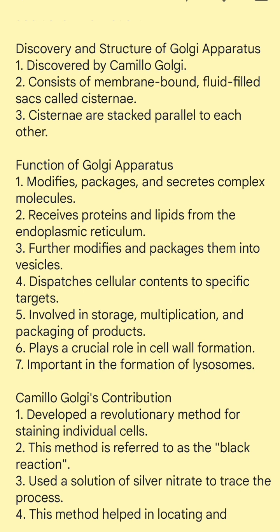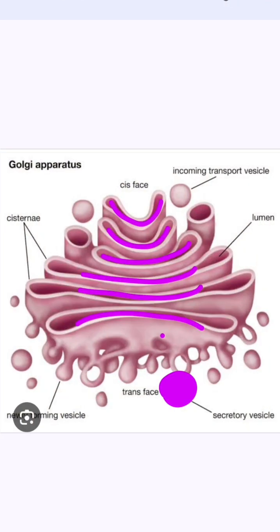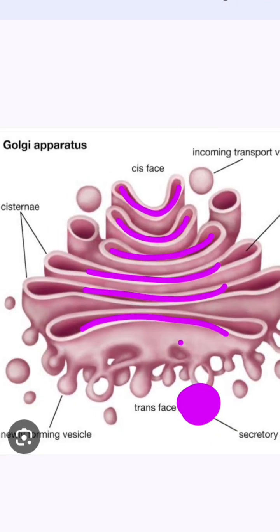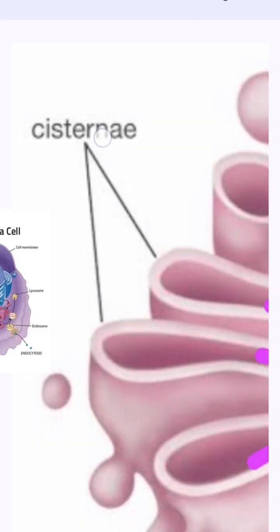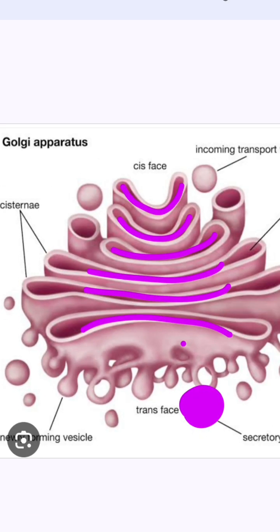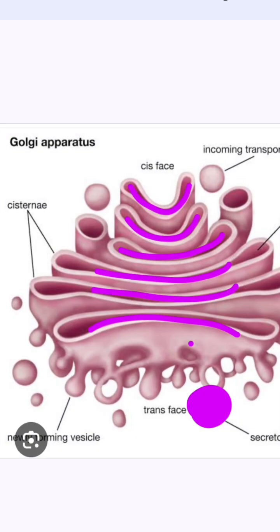So back on the topic, let's discuss the structure of Golgi apparatus. It is a membrane-bound cell organelle which has stacks of cisternae arranged parallelly, as you can see in the picture. Here cisternae are marked. All these structures are cisternae, and they are fluid filled. They are parallelly arranged over each other, stacking, you know, for example, we stack clothes over each other. Similarly, they are stacked over each other parallelly.